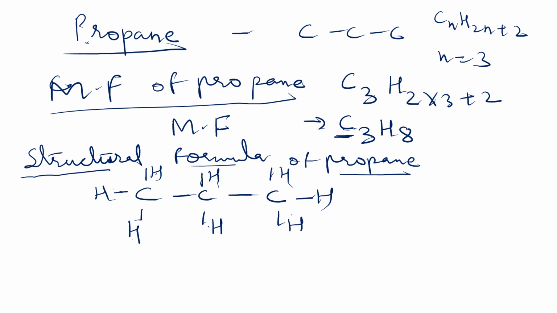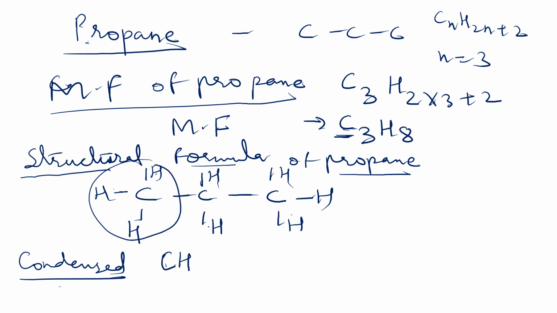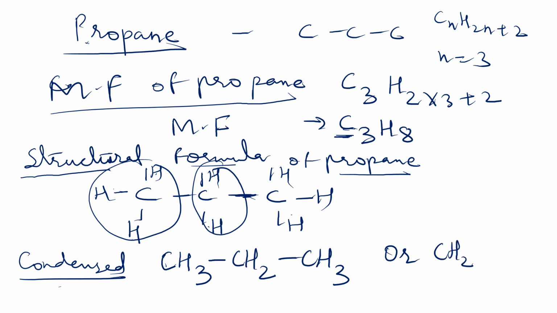Now I want to write its condensed formula. I don't want to show every time the bond between carbon and hydrogen. So instead, this structure can be written as CH3, then a bond, CH2, a bond between them, CH3, or sometimes we just write CH3, CH2, CH3. This is how we write the condensed formula of any hydrocarbon, where we are not showing the bonds between carbon and hydrogen. We are just writing them this way.